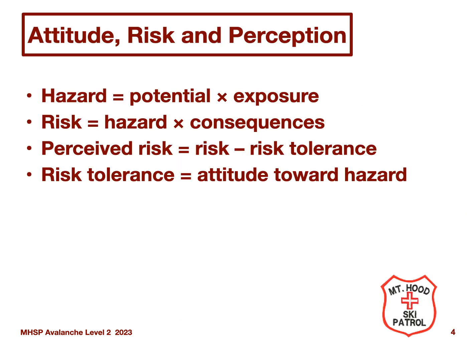Let's define some terms. Hazard is a function of potential impact and exposure. The terrain and snowpack may be susceptible to avalanches, but if there are no people or structures present, the potential impact is low and the hazard is low.